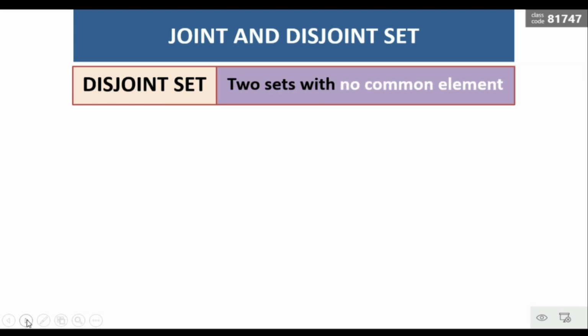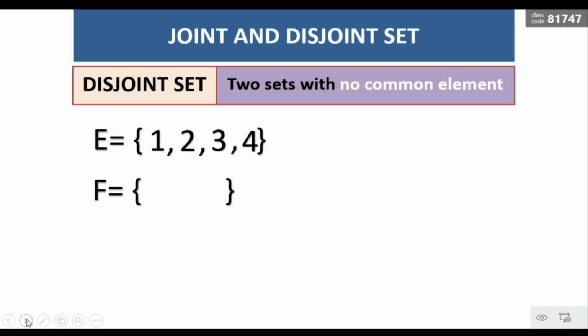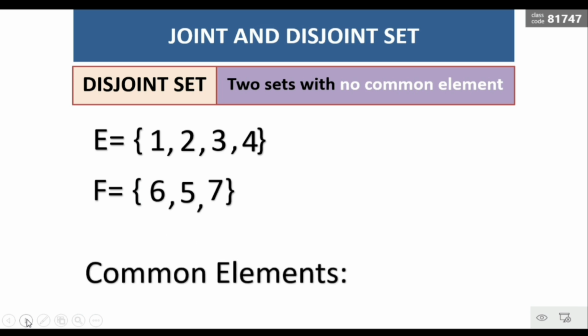Disjoint set means two sets with no common element. For example, we have set E and set F. For set E, we have the numbers 1, 2, 3, 4. So these are the elements in set E. And for set F, we have the elements 6, 5, and 7. If we're going to get the common element here, we know that there's no common element in these sets. So therefore, that is an empty set or null set.